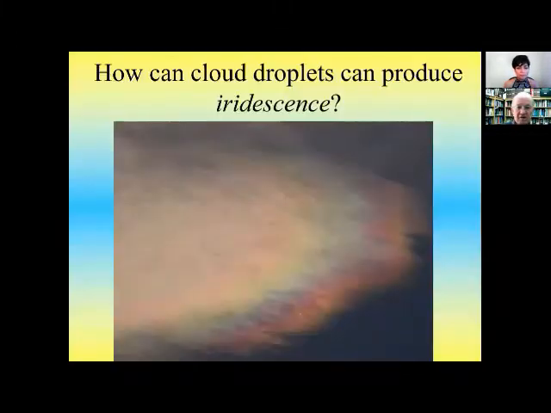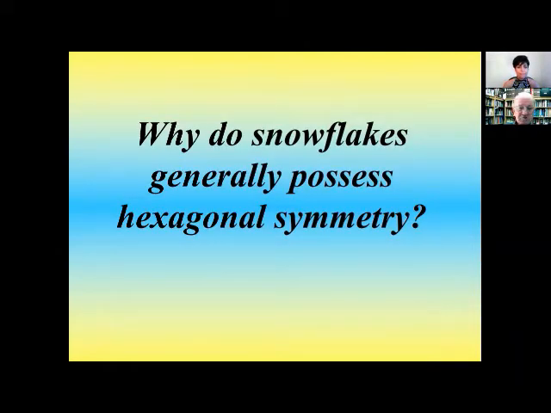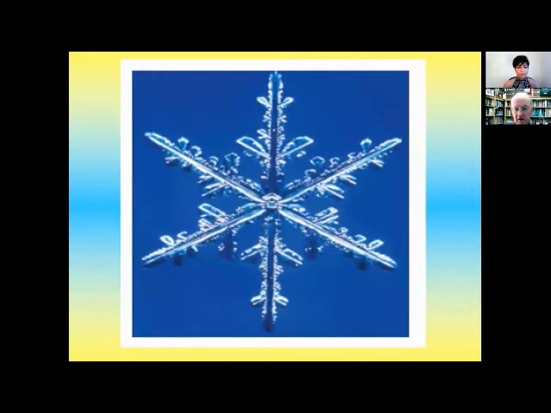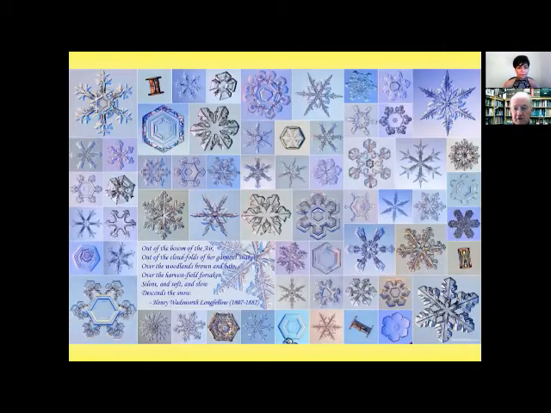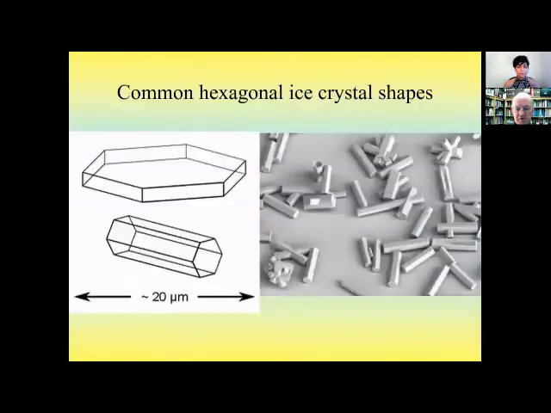All right. Another question we can ask is, how can cloud droplets produce iridescence? You sometimes see these metallic pastel-like colors on clouds, especially if you're wearing polarizing sunglasses. Just going through a lot of different patterns here. Snowflakes generally possess hexagonal symmetry. And what is interesting is that in all these types, it's really a consequence of the hexagonal structure of ice at the molecular level. And that's manifested at the macro level to a great extent.